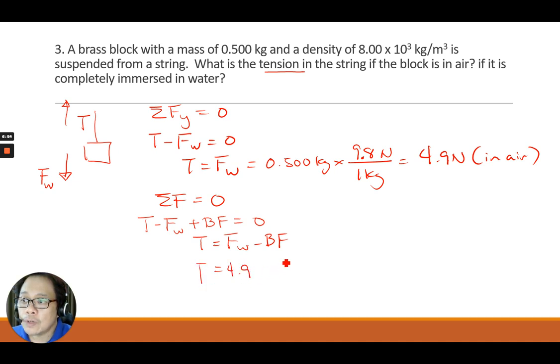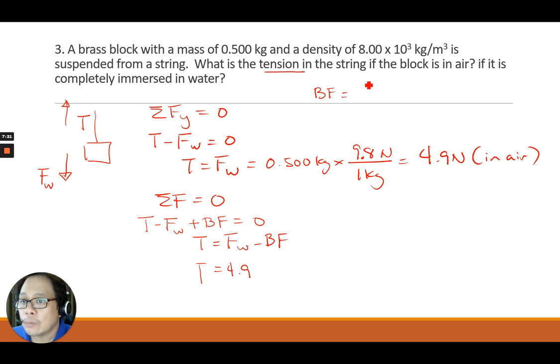How do we compute for the buoyant force? The buoyant force is equivalent to the apparent loss of weight of the block. Because this one is in air, we have to compute for the apparent loss of weight of the block. Now, how do we get the apparent loss of weight of the block? By getting the volume of the block that was submerged.